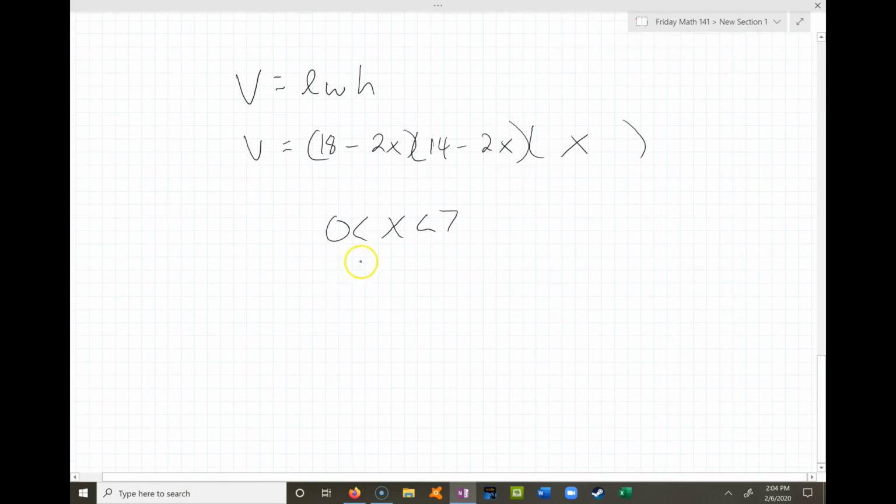So if we write that in interval notation, we'd say between 0 and 7 with soft brackets on both sides, because I don't want to include 0 or 7. All right.